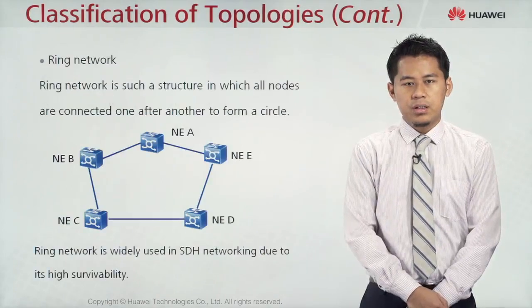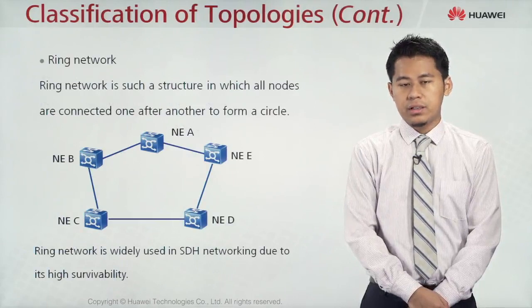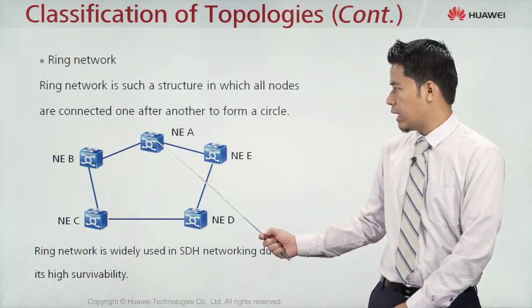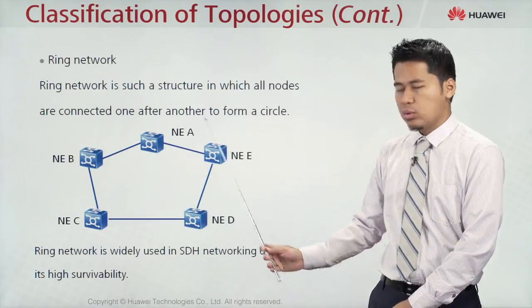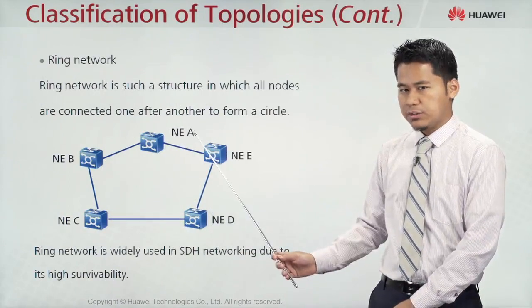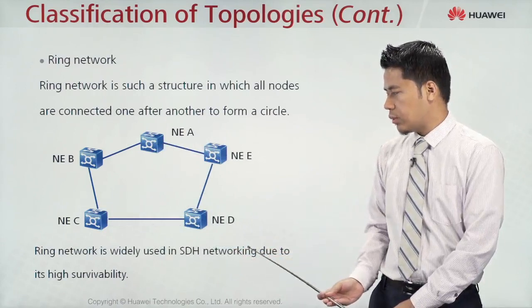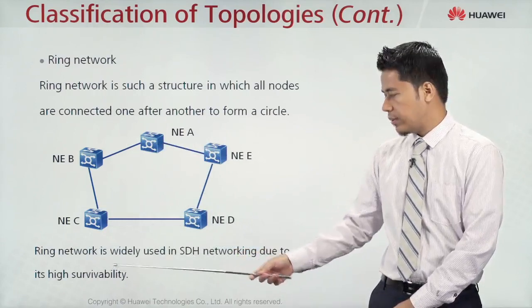The next topology will be the ring topology. So ring, it's very simple. We make it round here. As you can see, we have nodes A, B, C, D, and E, and we make it a ring topology. The ring topology is what is used in SDH networking because it has high survivability.